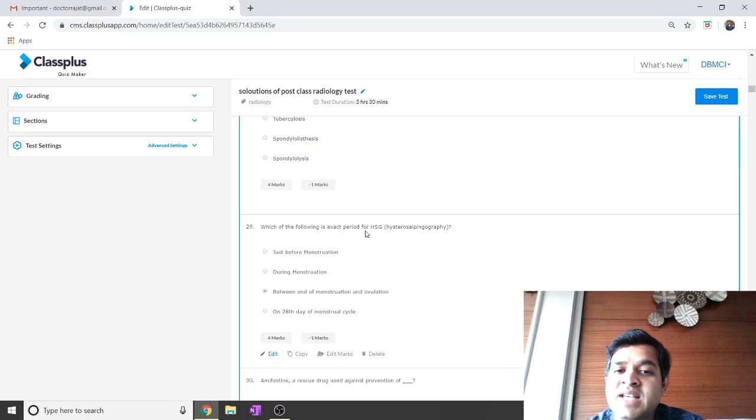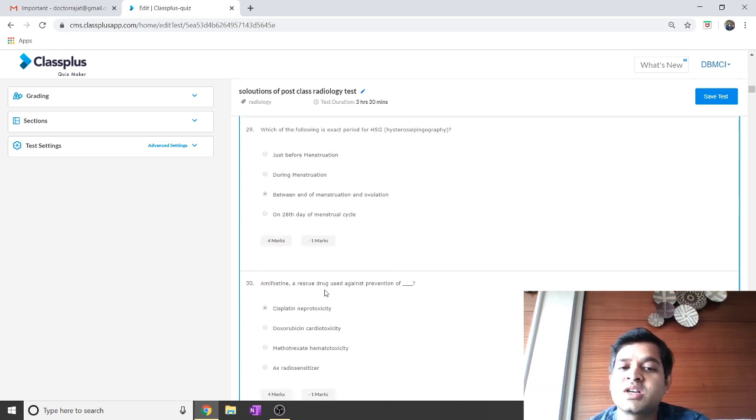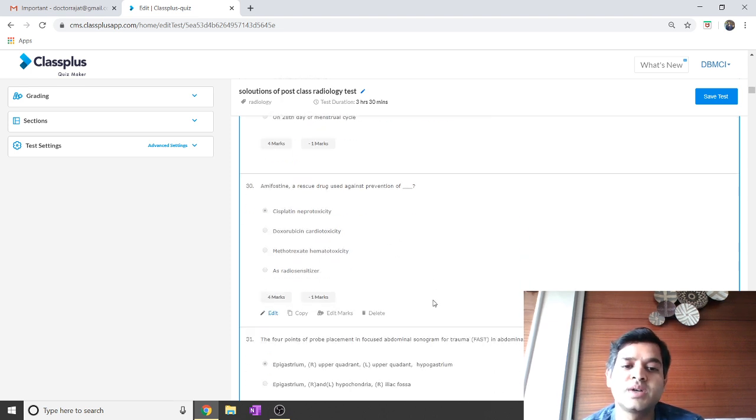Which of the following is the exact period of HSG? It should be done before ovulation. Among these, the best answer is between end of menstruation and ovulation. Amifostine, a rescue drug against prevention of cisplatin nephrotoxicity. Amifostine is used for prevention of cisplatin nephrotoxicity. It is also used as a radioprotector, not as a radiosensitizer.